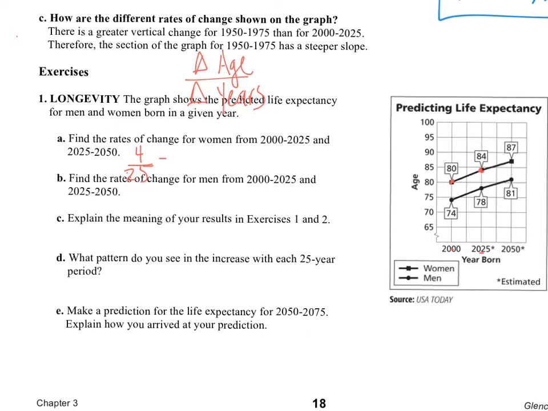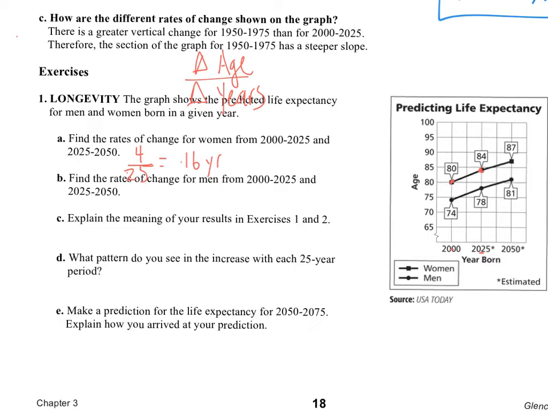Now, if you'd like to make this 4/25 of a year into a decimal, we can do that. I think it's about 0.16, again, of a year, that their life expectancy is increasing every year. So their age increases by 0.16 years for every 1 year of time that goes by. That's what that means.